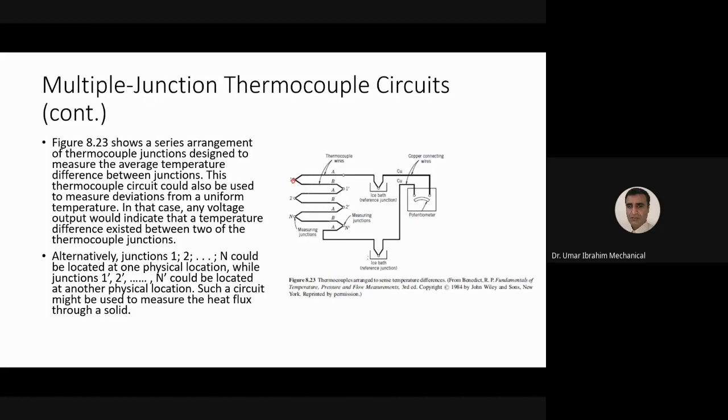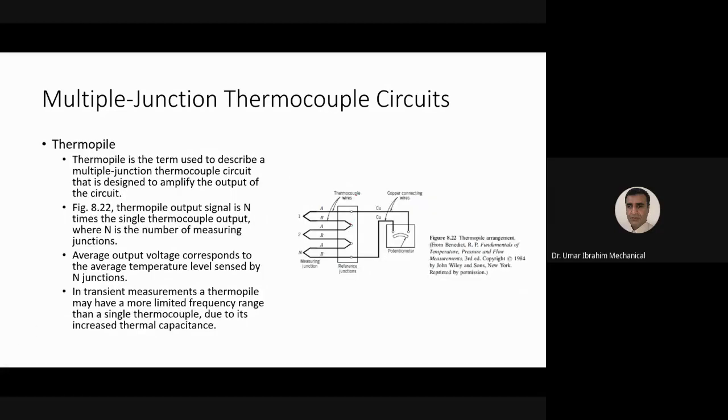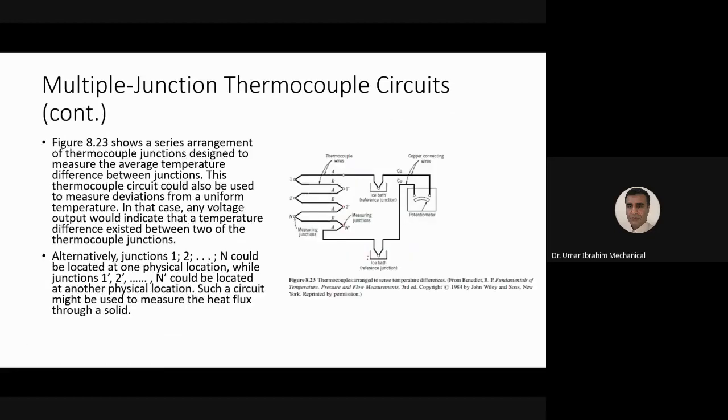Now, in the previous case, in the previous figure, all of those reference junctions were at reference temperature, let's suppose 0 degrees C. In this next case, ठीक है, this and this, both of them are measuring junction. Here we have the two reference junction. This and this is measuring junction, this and this is measuring junction, this and this is measuring junction.